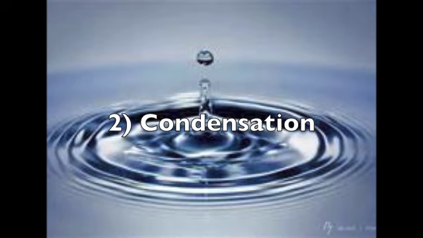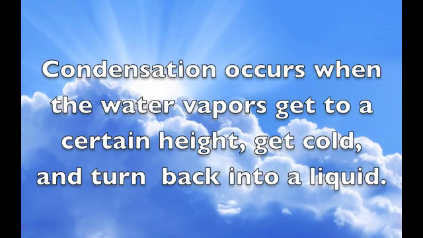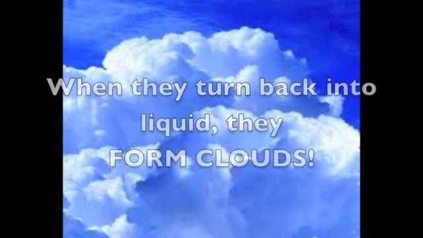Step 2 of the water cycle is called condensation. Condensation occurs when the water vapors get to a certain height, get cold, and turn back into a liquid. When they turn back into liquid, they form clouds.